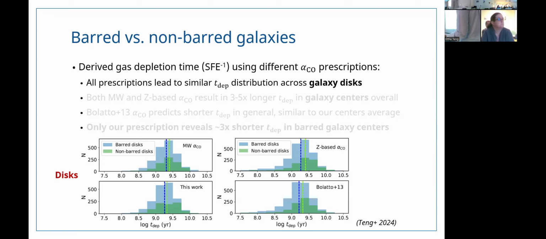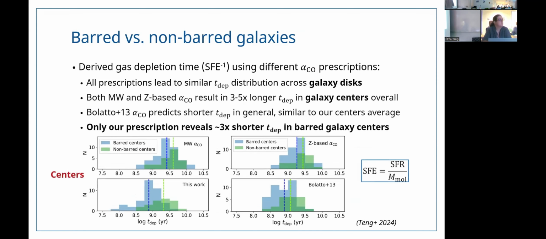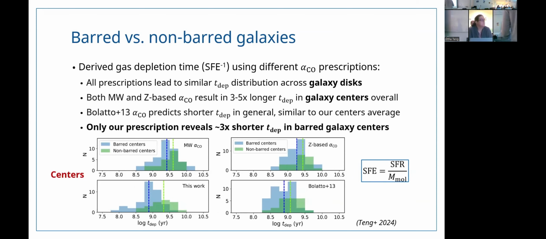So first of all, we saw that across the galaxy disk regions, all 4 prescriptions lead to similar depletion time distributions, regardless of whether it is a barred or non-barred galaxy. But interestingly, when we go into galaxy centers, we clearly see that using a Milky Way alpha CO or a metallicity-based alpha CO gives us longer depletion time, that can be 3 to 5 times longer than using our prescription or the Bellato prescription.